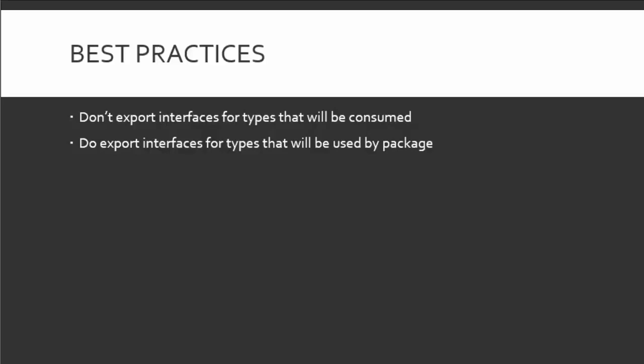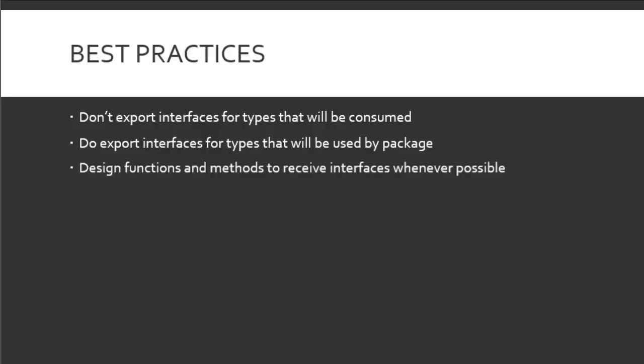But since Go has implicit implementation, you can go ahead and defer the creation of the interfaces until exactly when you need them. So if you're creating a library that other people are going to consume, you can define the interfaces that you accept, and then they can provide whatever implementations that they want. Now, if your library has reasonable defaults, then you could export those concrete types as well, but make sure that you're accepting interfaces whenever possible. And that's what this third point is talking about. Design your functions and methods to receive interfaces whenever possible.